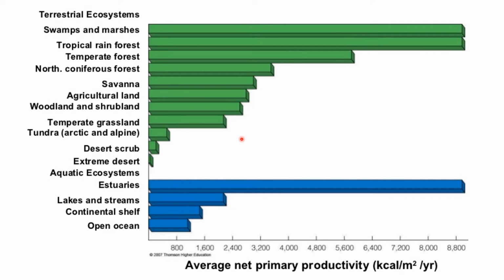And just to give you an idea of the differences between different ecosystems. So here's NPP, and of course tropical rainforest has very high NPP values, whereas in areas where there's less life, going all the way down to extreme desert and desert scrub, you've got very little. Estuaries would have higher net primary productivity, and then out in open ocean, where there are fewer living things, plants, it's going to be lower.